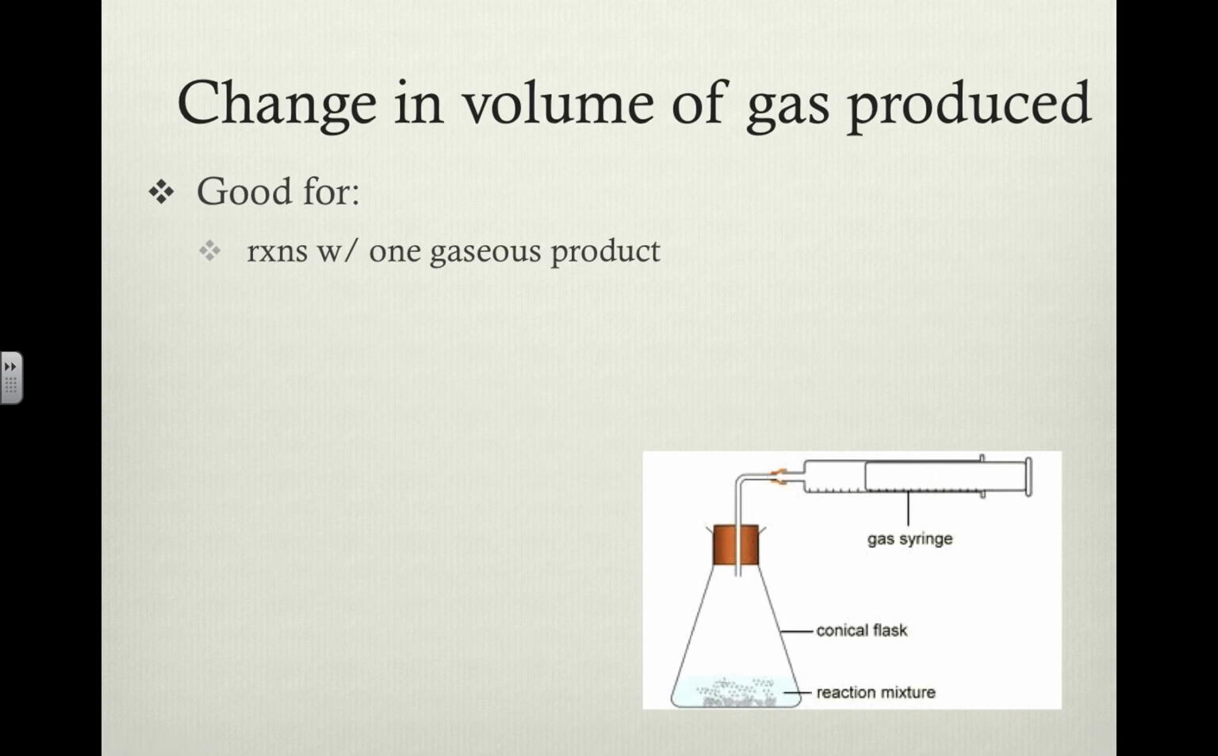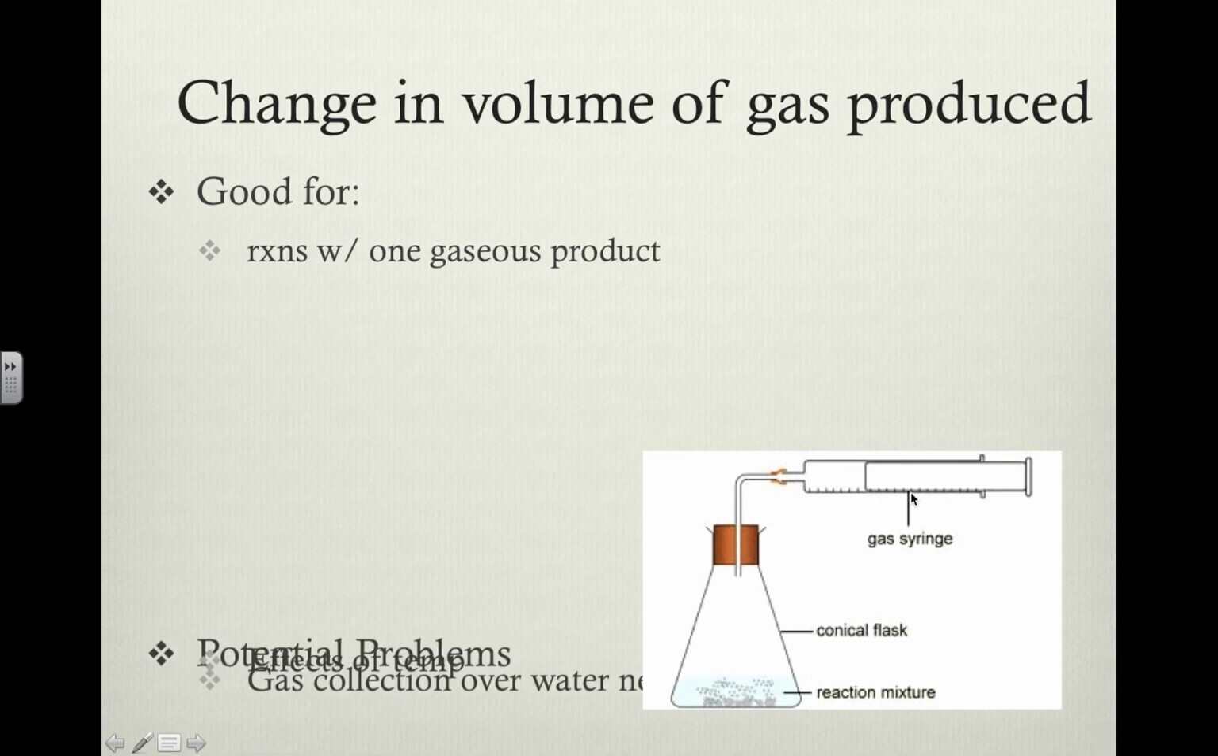So we have solids or aqueous solution reacting to form a mixture of products, but only one of them is a gas. And so we'd have our reaction mixture in some sort of sealed container and a gas syringe, or we can collect it through water displacement, a few different ways of doing it, but we'd measure, oh, at 3 seconds, we've got 10 milliliters of gas. At 5 seconds, we've got 15, and so on and so forth.